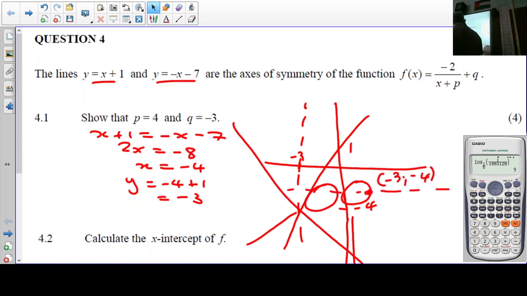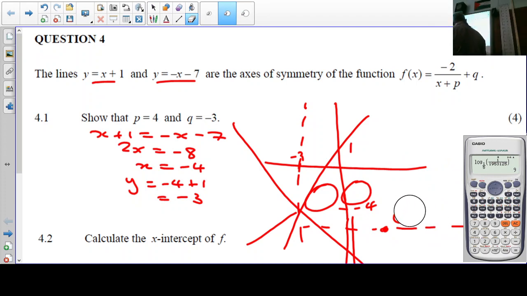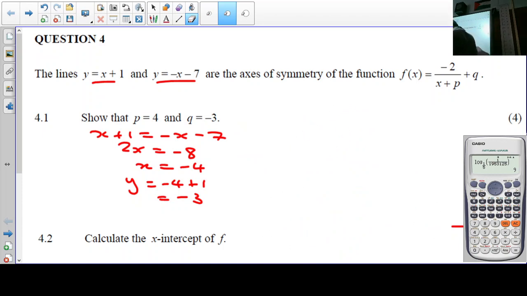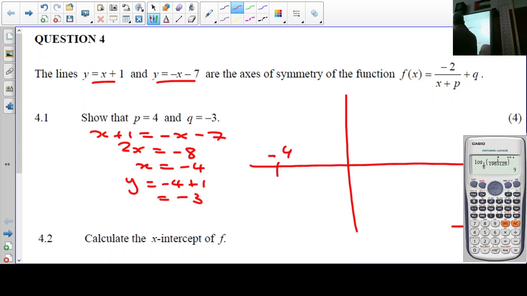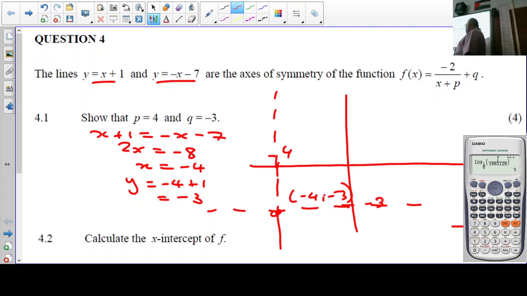X was minus 4. Okay. X is minus 4 and y is negative 3. So that is the point of intersection, or the point where the asymptotes meet. Remember, the one line is going through like that, and the other one is coming this way through. So negative 3 is that value there, your Q value. Can you see that, people?